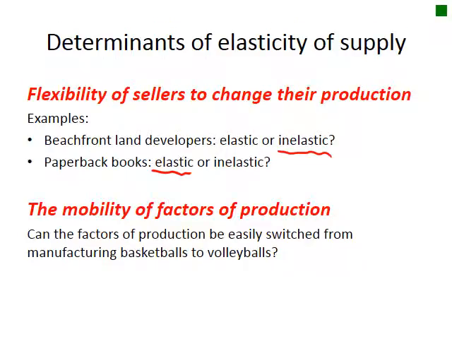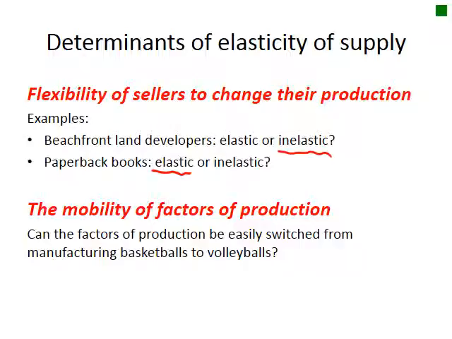Determinants of elasticity of supply. So what makes the change either be great or negligible? Well, the flexibility of sellers to change their production. For example, beachfront land developers: elastic or inelastic? If you've been to Miami and you see that the beachfront is very much being used up, if the price of condos goes up, it's very difficult to increase the supply by much because the land has already been taken up. So it would tend to be inelastic. Paperback books, probably fairly easy to crank up production if the price should go up. So most likely it's elastic.